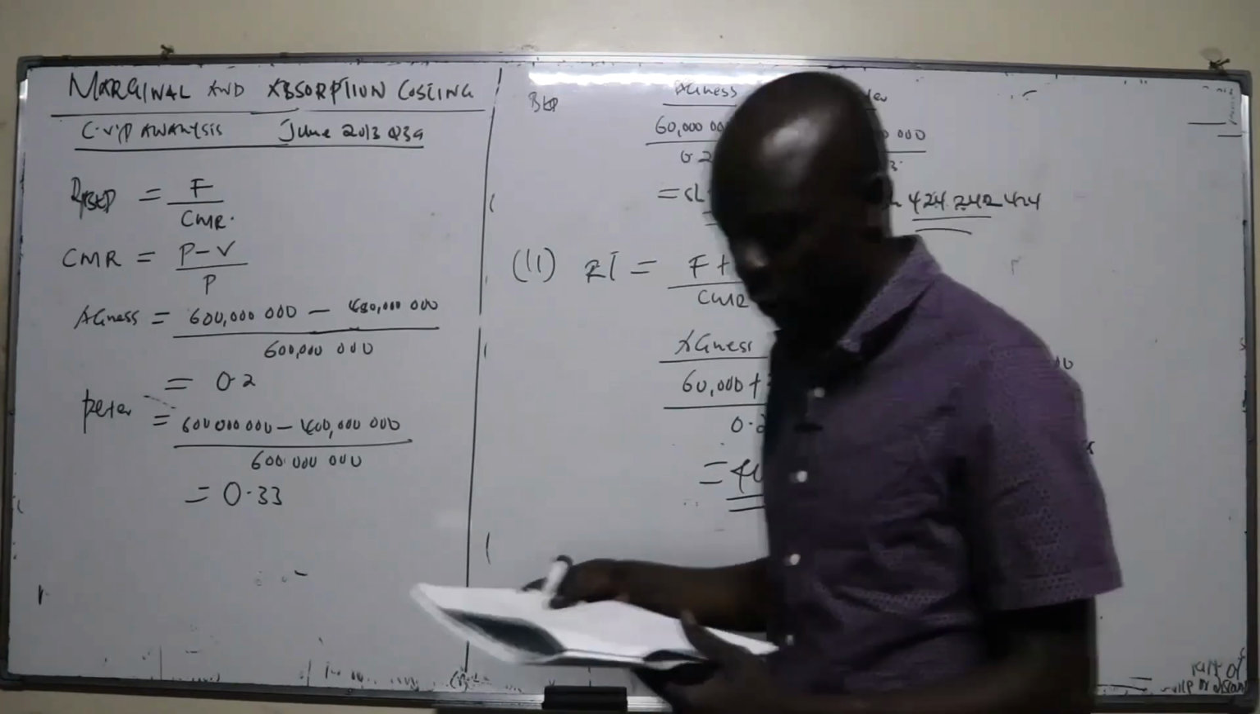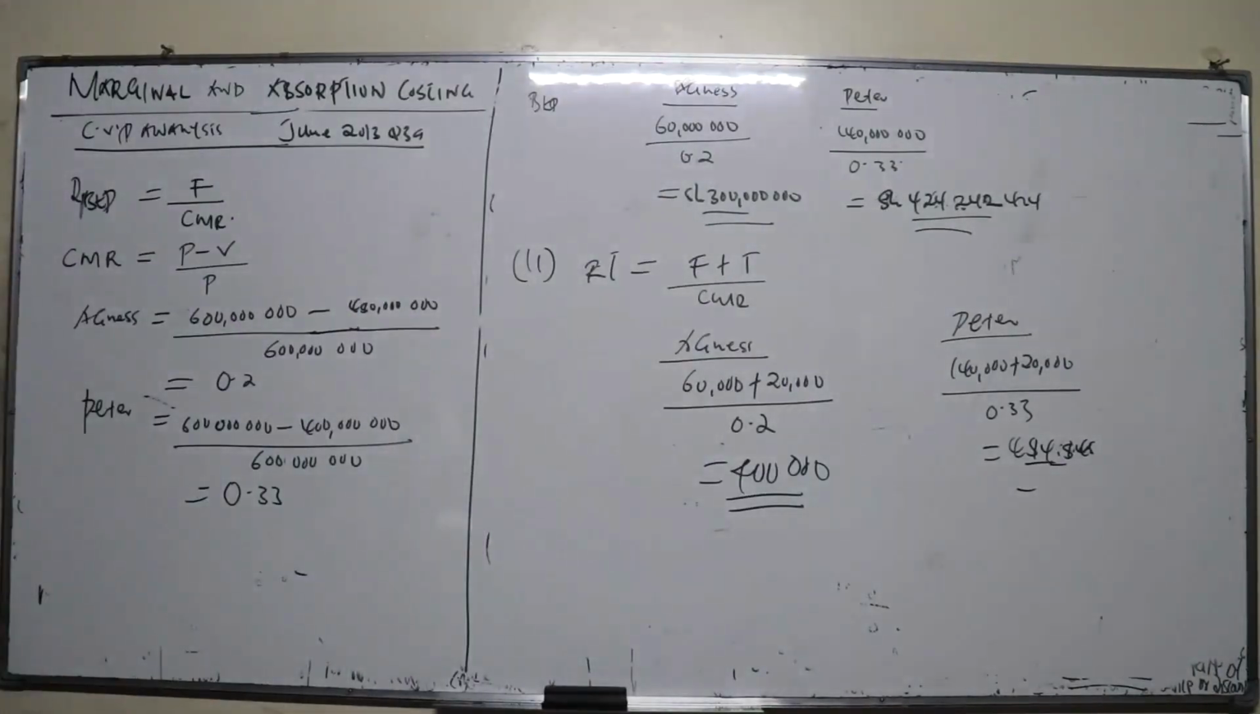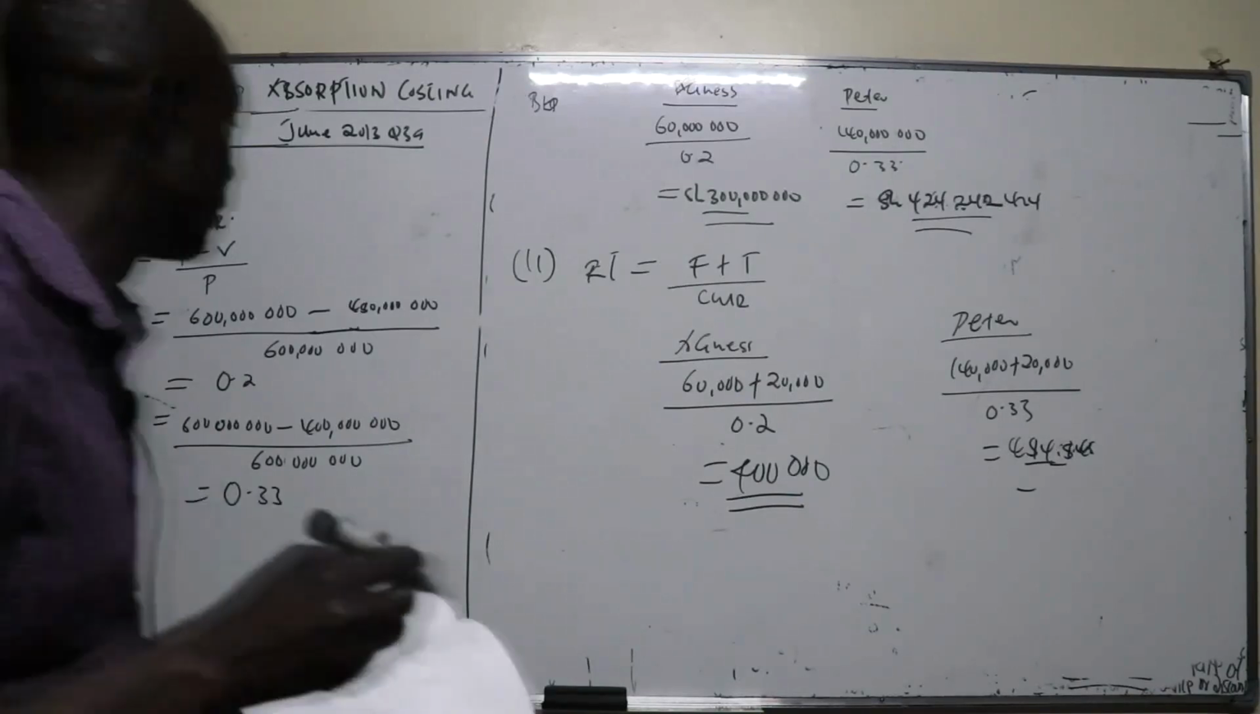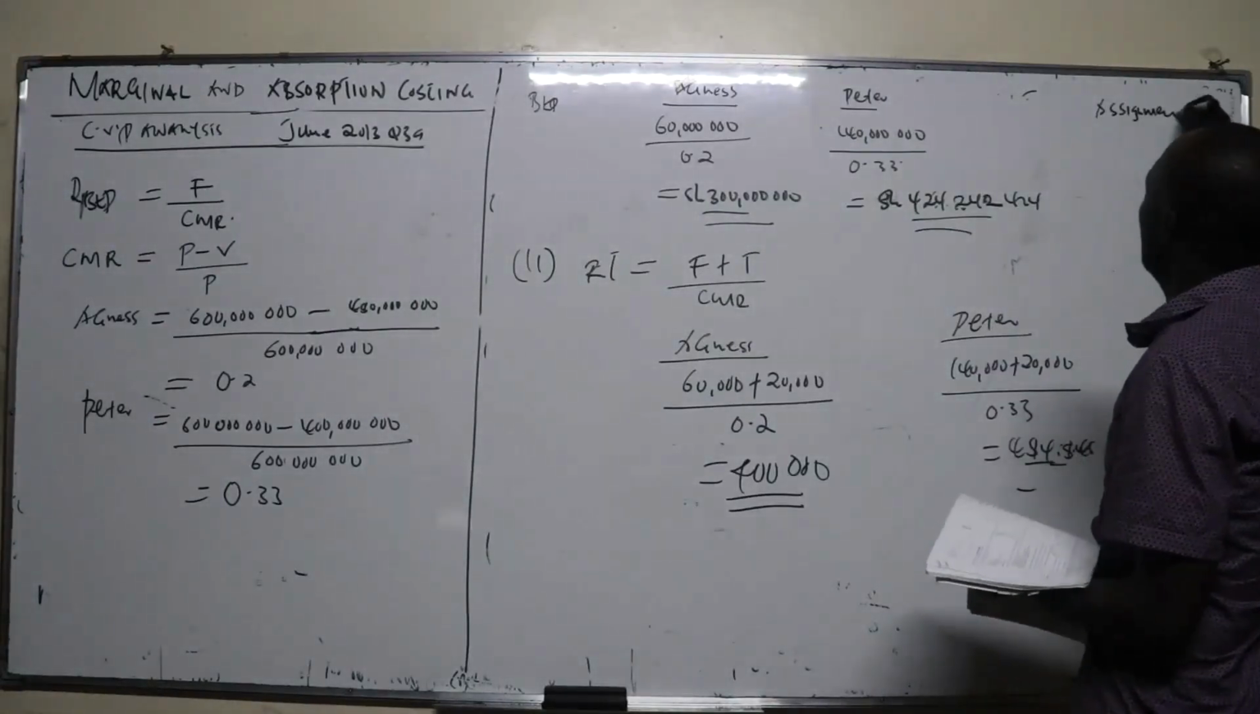So that was done in June 2013. We have said many questions of this kind. There is also another aspect of CVP which we'll be doing next time. In the meantime, let me give you some assignment on the same. Attempt May 2014. Is it May or December? It is December 2014, question number 4B. Assignment on CVP.